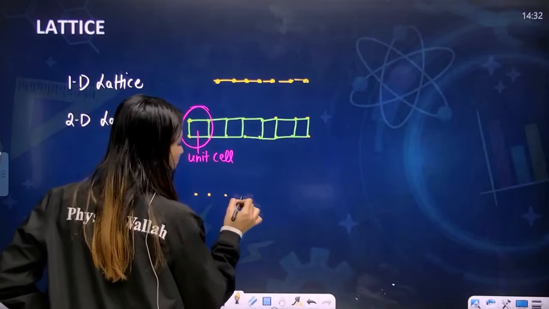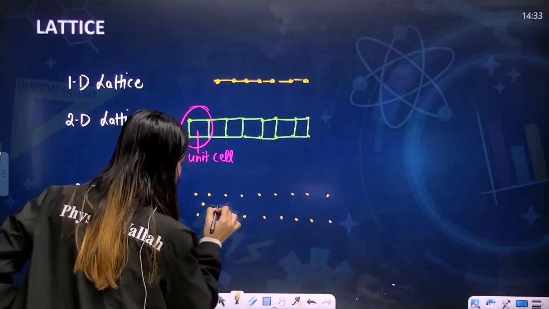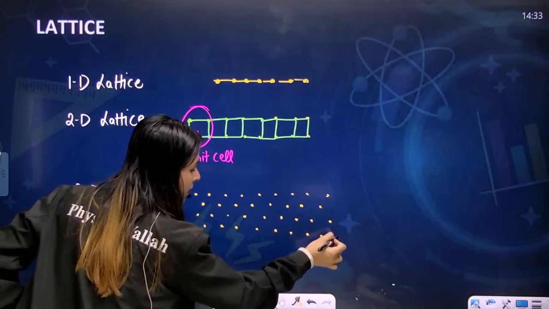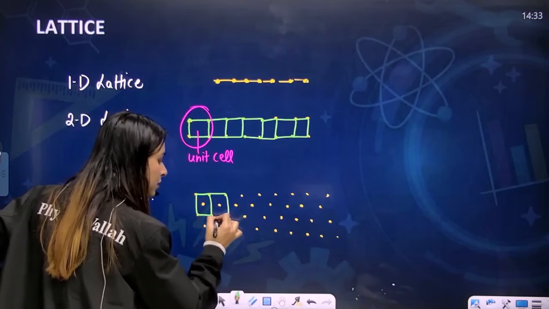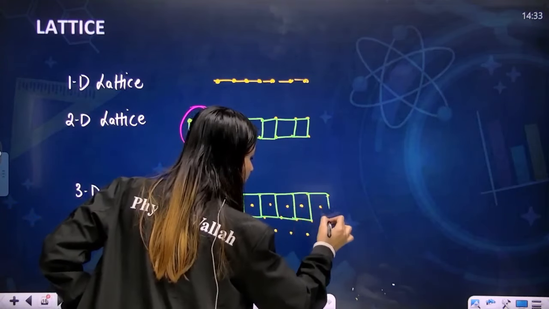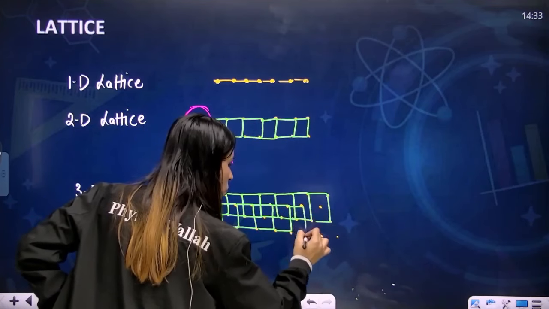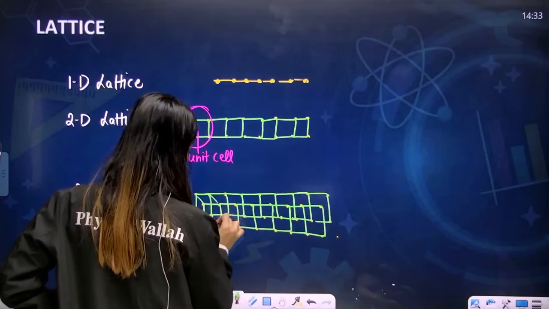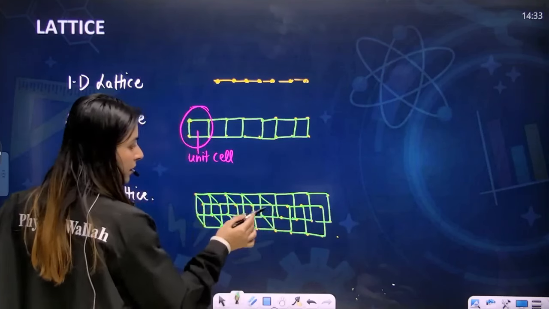For a three-dimensional lattice, we will need something like this. I'll just make you understand. Don't worry. When ma'am is here, why to fear? See, connect these four and repeat it. Repeat it, repeat it, and repeat it. See? Then repeat these. Now connect these. I hope you're getting the point.